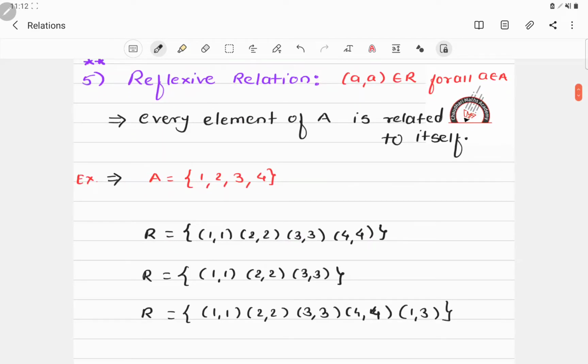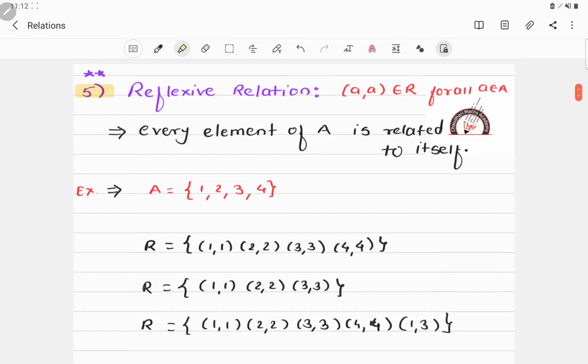Okay, then type number 5, a very important one from your examination point of view. Type number 5 is reflexive relation. What is a reflexive relation? A reflexive relation looks like an identity relation. So this is (a, a) belongs to the relation for all a belongs to A. Then it is called reflexive relation.